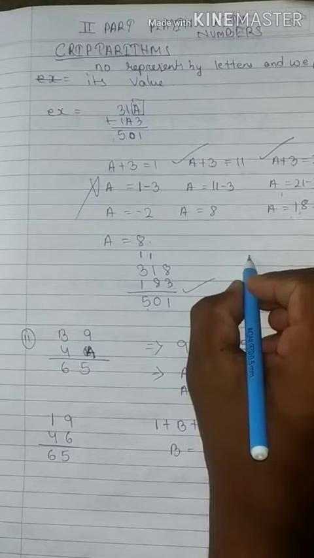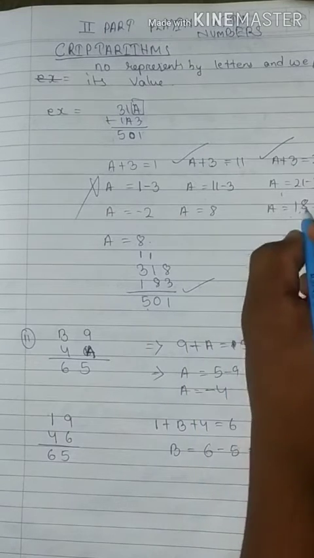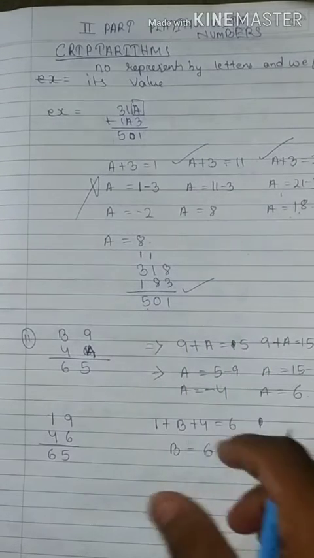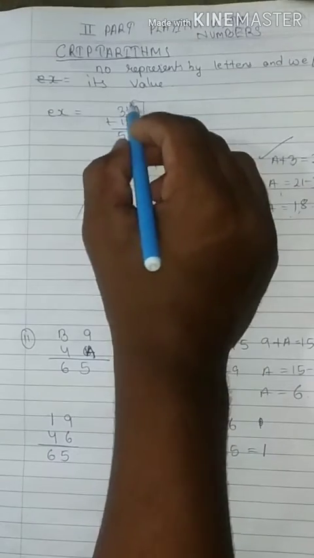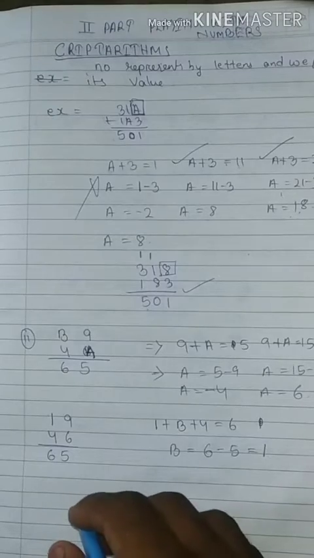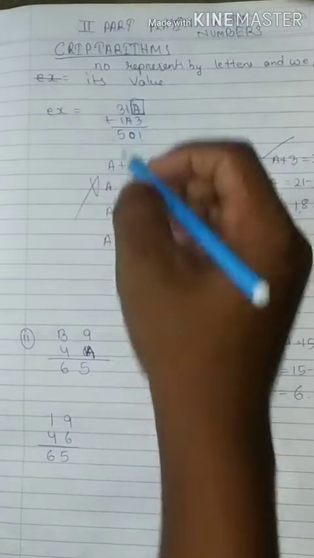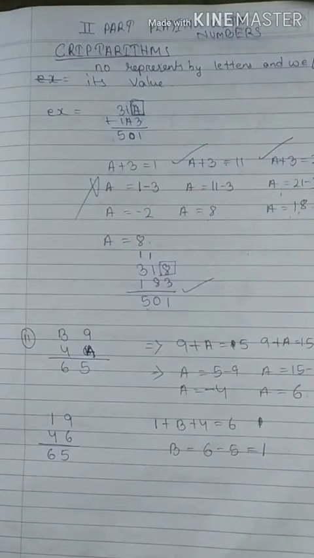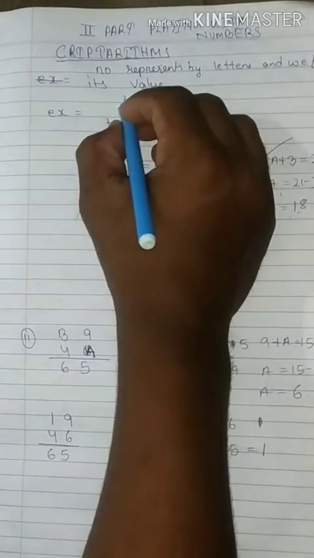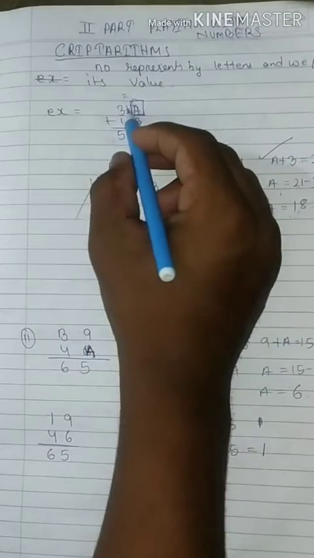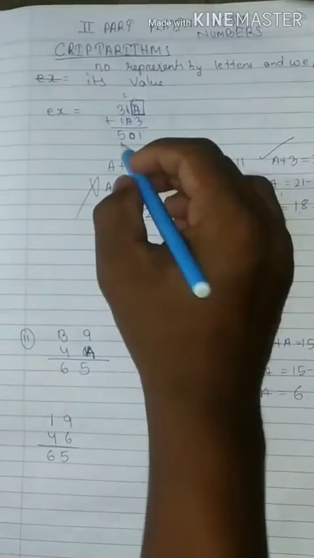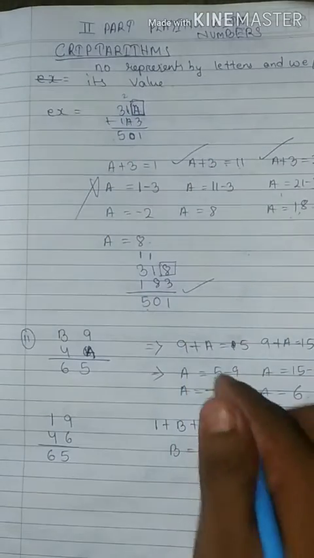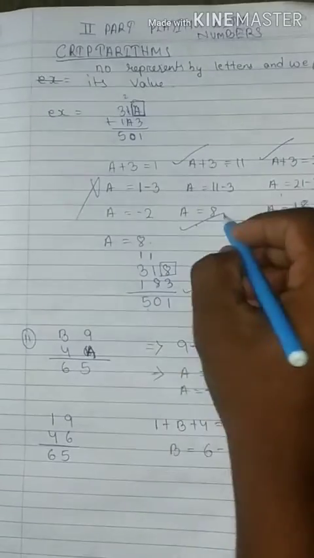A is equal to 18. How will we keep it? Because it is asking about one place, not two places. If we keep 18, then it will be more. Then here it will come 21. 18, 19, 20, 21 it is coming, then 1 comes here, so it is wrong. So this is the correct answer.